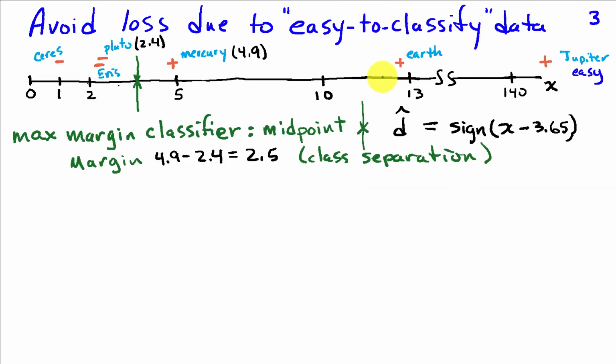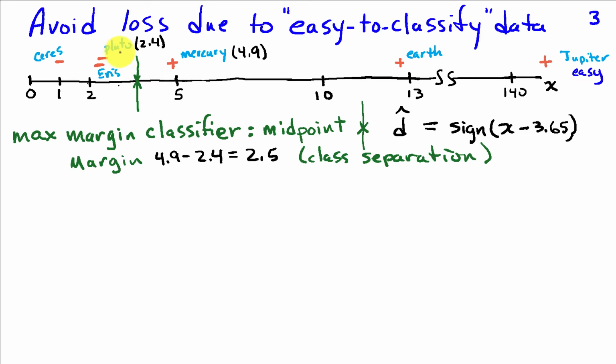So one of the problems with using squared error is that there's loss associated with easy to classify data. So Jupiter should be very easy to classify, but because it's so much bigger than all the other data points, it ends up contributing to the loss, as we'll see in a moment. But we could take a different approach. We could take something called a max margin classifier, which is going to choose the decision boundary to be the midpoint between the 2 classes. Since they're scalars, it's pretty simple.